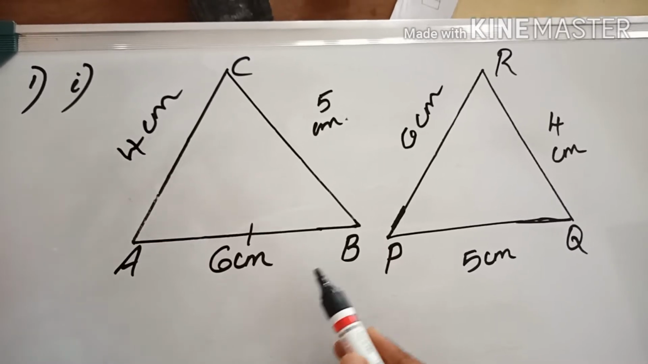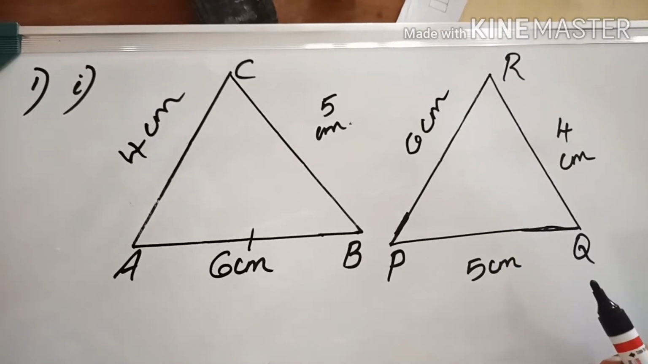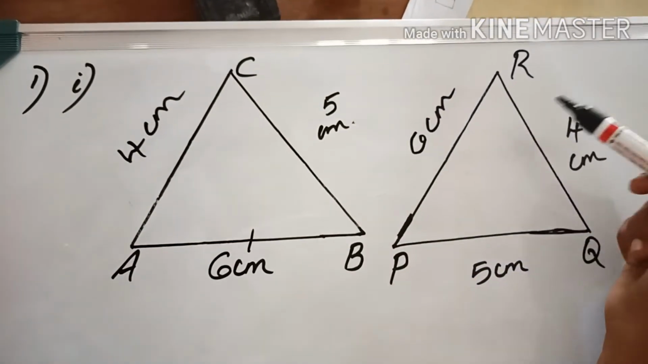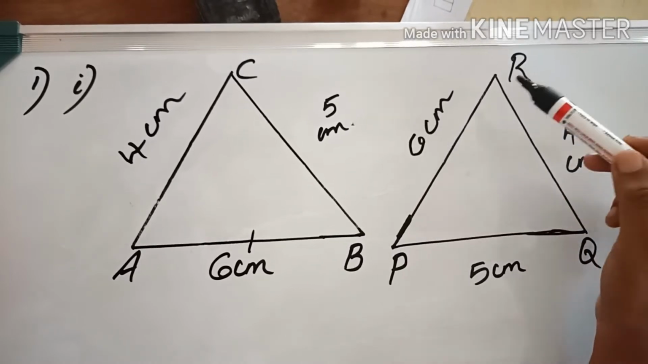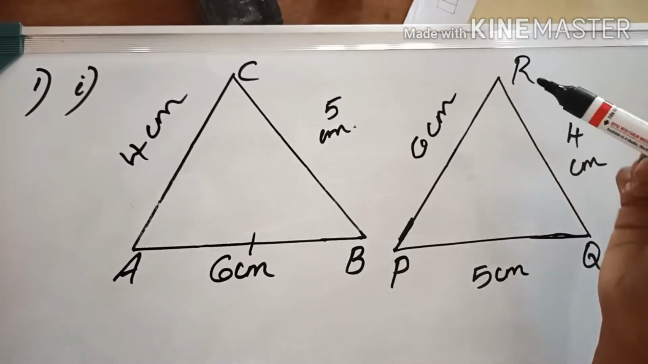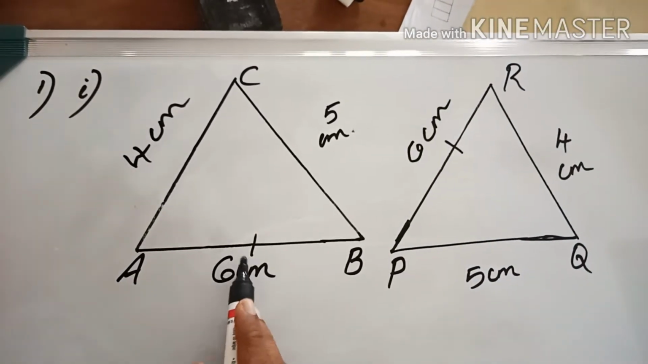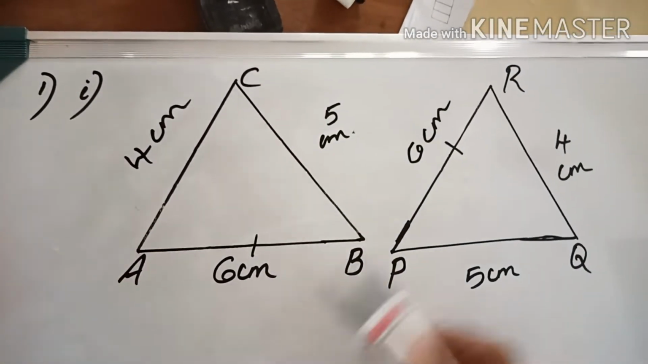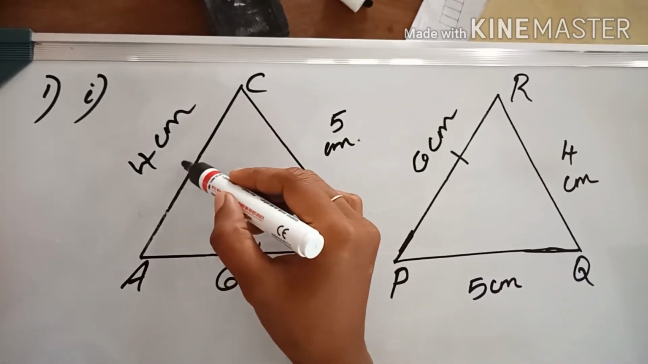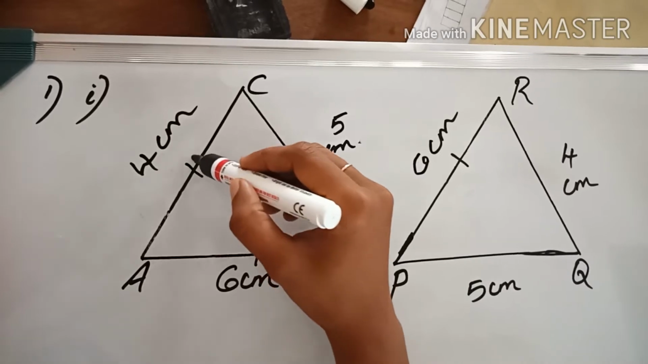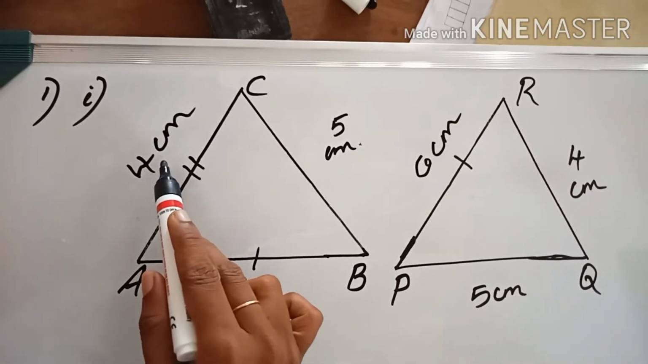Now let's check whether 6 cm is there in the second triangle also. When we check the triangle, we can see one more 6 cm in the next triangle, that is PR. That is also 6 cm. So the first side is the same. Now let's check the 4 cm side, that is AC. Let's mark it with 2 dashes. This is the second side, 4 cm.